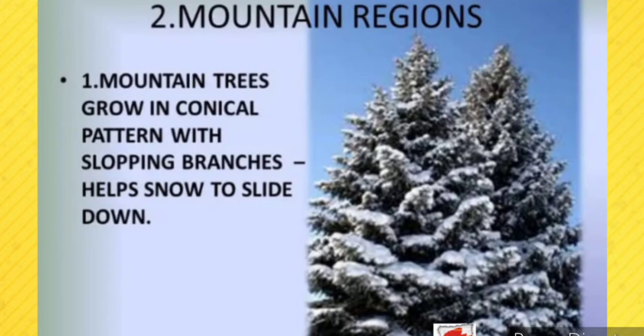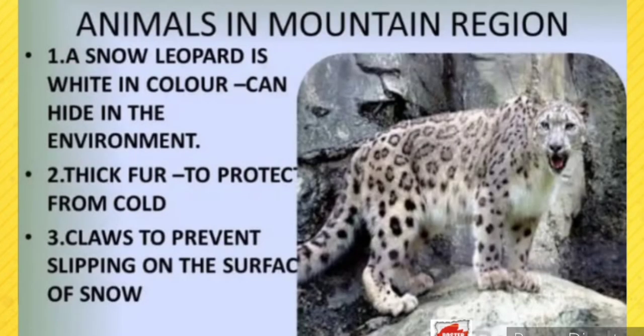Mountain trees grow in a conical pattern with sloping branches which help the snow to slide down. Then they have needle-shaped leaves which help water and snow to slide down the plant. That means both these features do not allow the snow to remain over the leaves of the trees. Then the animals in the mountain region: a snow leopard is white in color so that it can hide in the environment. And this is also known as camouflage, right?